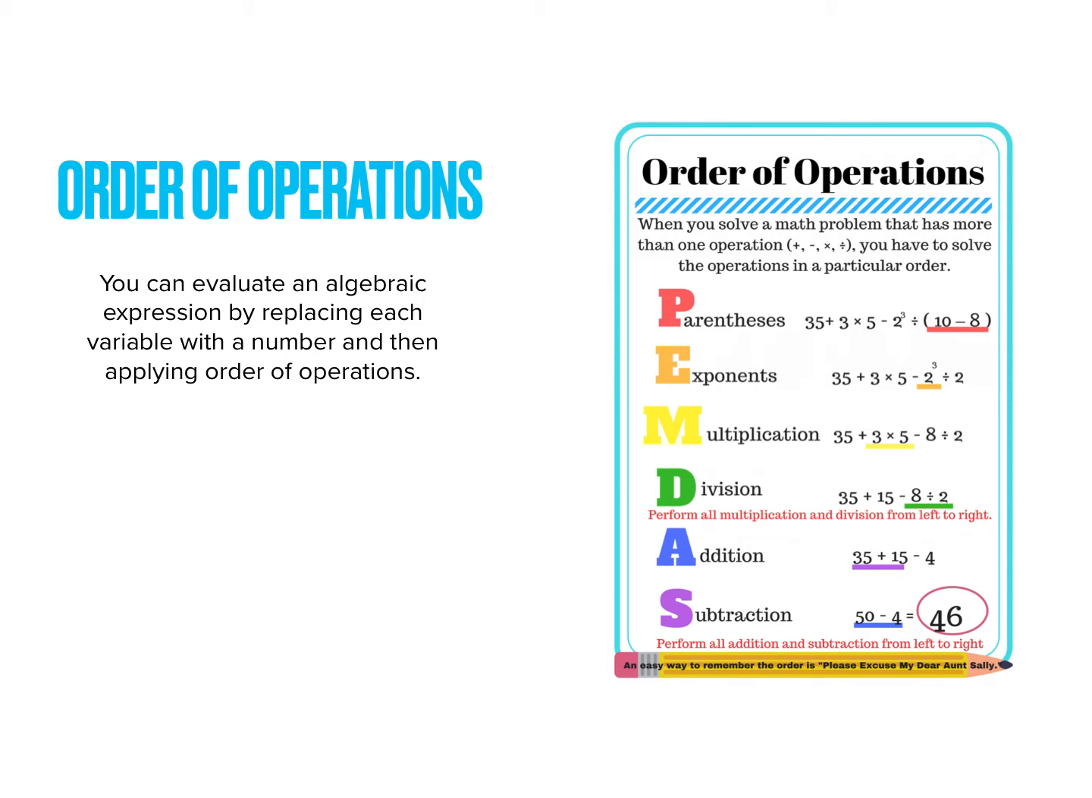All right, so today we're going to focus on our order of operations. So I'm sure you guys have heard of PEMDAS before, or please excuse my dear Aunt Sally. So it stands for parentheses, exponents, multiplication, division, addition, and subtraction. So multiplication and division kind of go together. It's like the same step. If you just had multiplication and division in a problem, you would just work from left to right. And then addition and subtraction go together also. So if you just had addition and subtraction in a problem, you would just work from left to right.